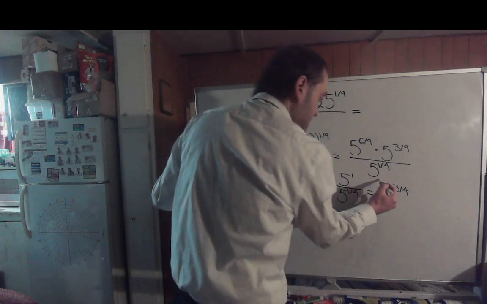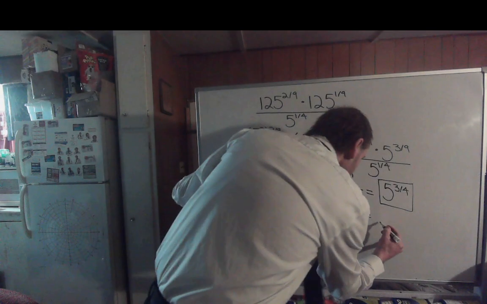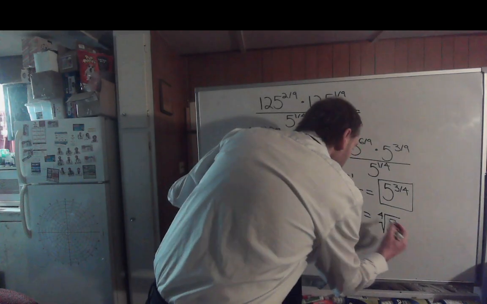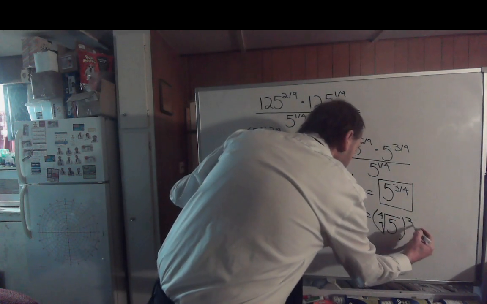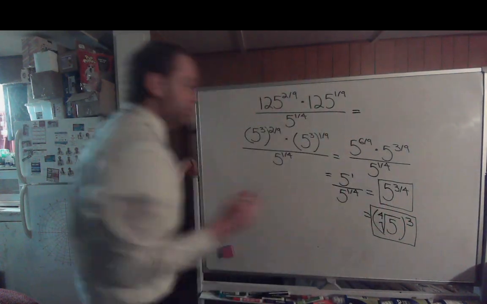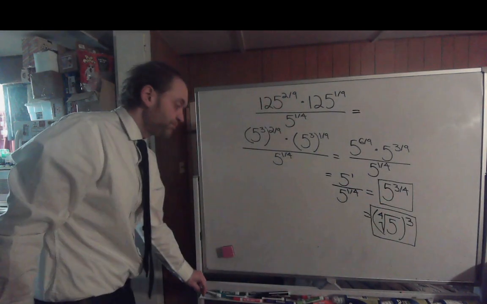You could leave it as 5 to the 3/4, or your teacher may want it in the radical form. 5 to the 3/4 is no different than the 4th root of 5 raised to the 3rd power. That would be the exact same thing. The 4th root of 5 raised to the 3rd power, or 5 to the 3/4. That's what you would get in the end.